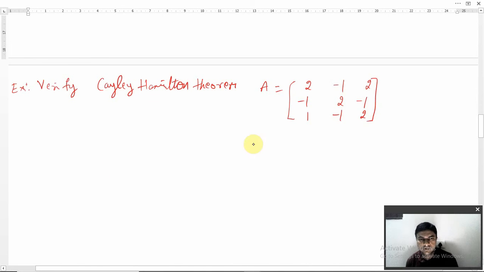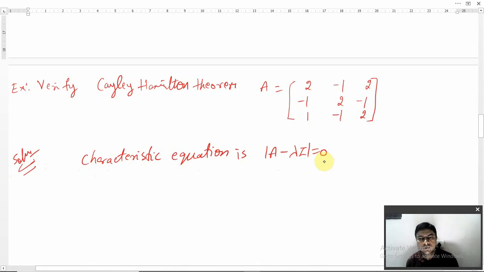Please try this example, students, using the formula what I have given. Okay, so here this is 3 cross 3 matrix. First term, what Cayley-Hamilton theorem says, it satisfies its own characteristic equation. Okay, so let us take the characteristic equation. Here characteristic equation is mod of A minus lambda I is equal to 0. So this is 3 cross 3 matrix, students. Please remember, you should not make any mistake. Very, very important.